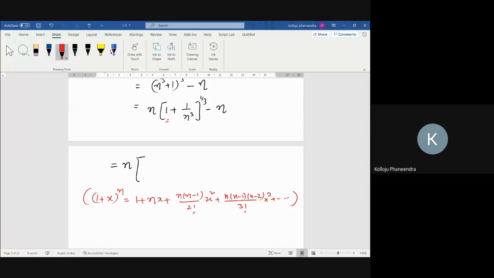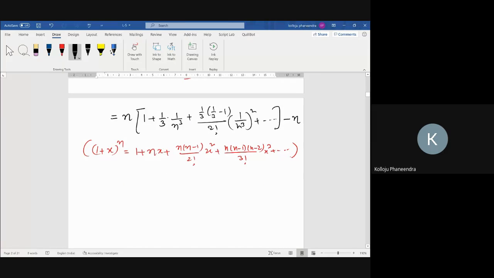This 1 is here and this is x. (1 plus x) whole power n, where n value is 1 by 3. So let me apply this. This is 1 plus nx, n value 1 by 3, x value 1 by n cube, plus n into (n minus 1) by factorial 2 into x square, where x square means (1 by n cube) whole square, and so on. Okay, this is the series expansion, and minus n is there.